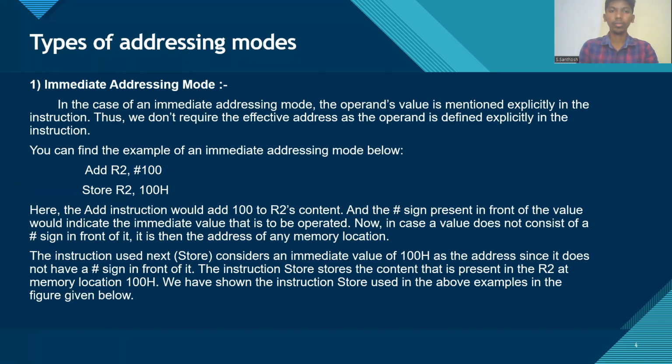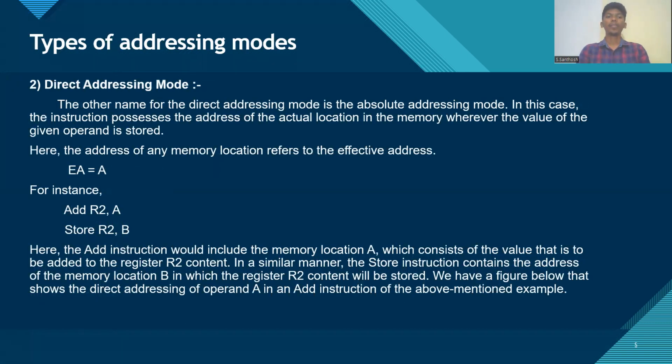So next we'll see the direct addressing mode. The other name of the direct addressing mode is the absolute addressing mode. Over here, we're just going to use the data or the name given for the data itself directly, instead of going for any other means like using hash, which we saw previously. In this case, the instruction possesses the address of the actual location in the memory wherever the value of the given operand is stored. Here, the address of the memory location refers to the effective address.